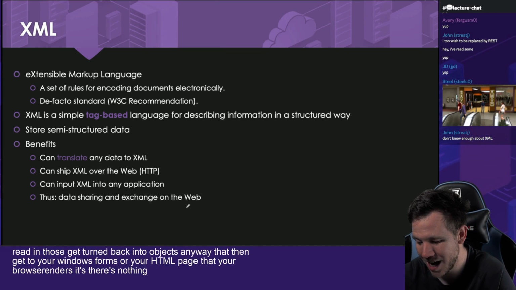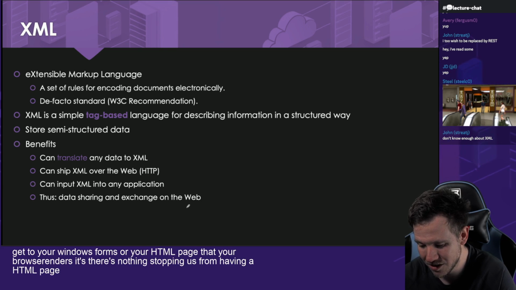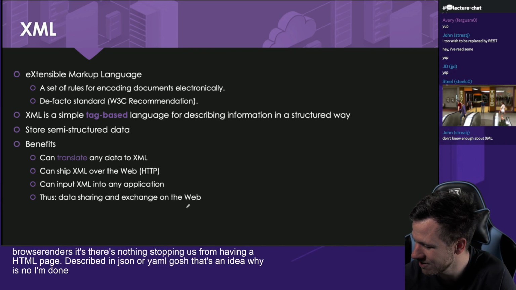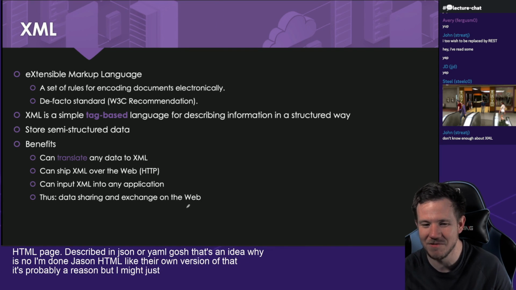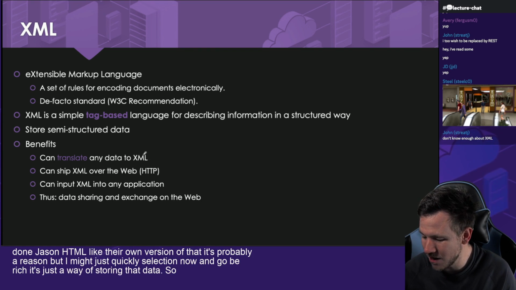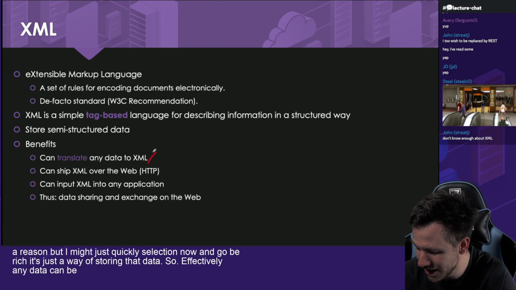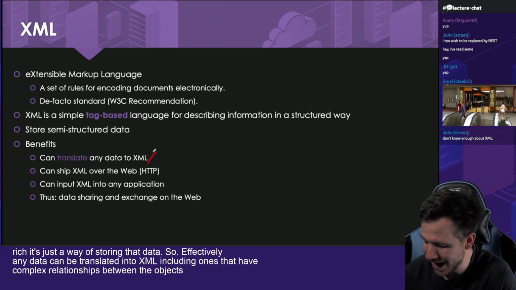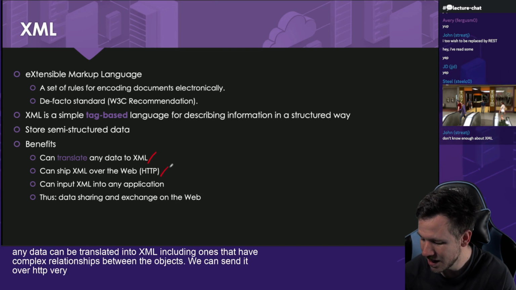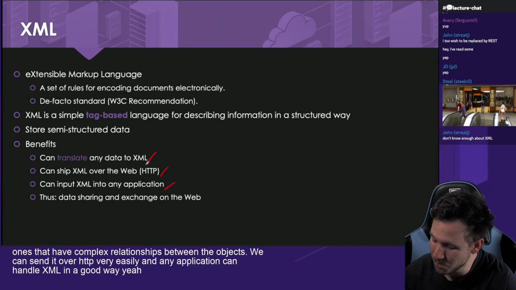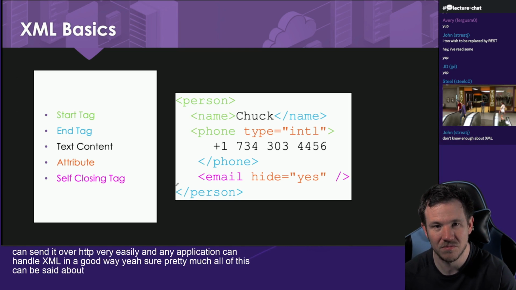There's nothing stopping us from having a HTML page described in JSON or YAML. Gosh, that's an idea. Why has no one done JSON HTML, like their own version of that? There's probably a reason, but I might just quit this lecture now and go be rich. It's just a way of storing that data. So effectively, any data can be translated into XML, including ones that have complex relationships between the objects. We can send it over HTTP very easily, and any application can handle XML in a good way. Yeah, sure. Pretty much all of this can be said about JSON as well.